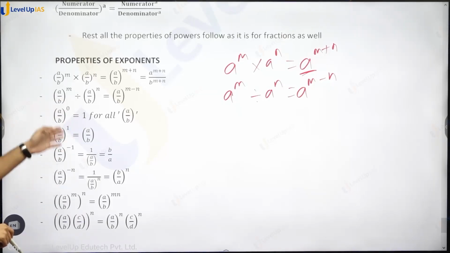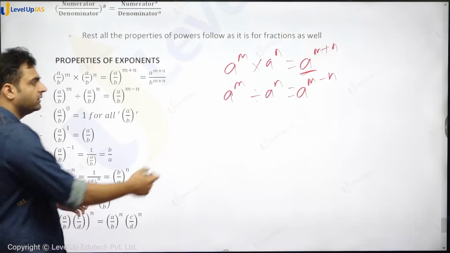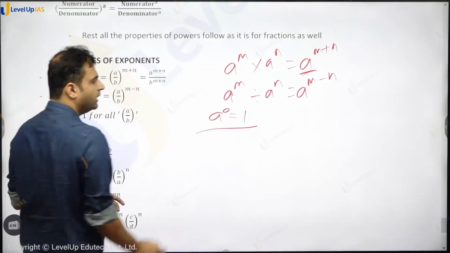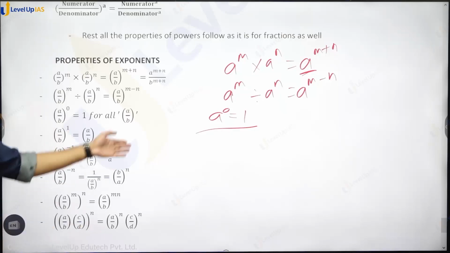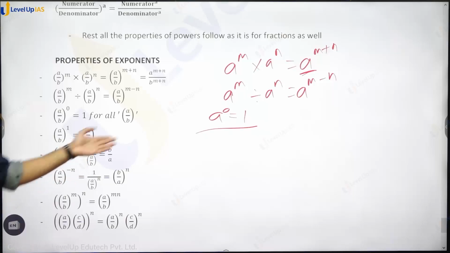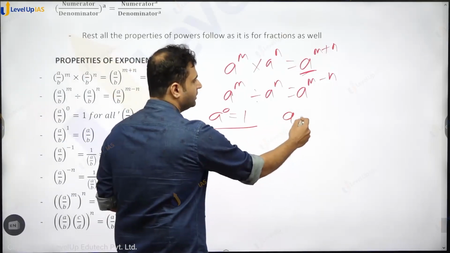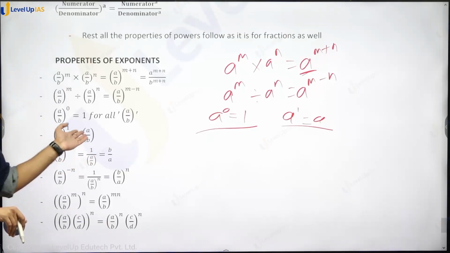Next, a by b raised to 0. Any number raised to 0 is 1 always. पहले भी यही होता था. a raised to 0 is equal to 1. And this is true for all the fractions as well. Okay? a by b raised to 1. Anything raised to 1 is itself. First power मतलब वही number. a raised to 1, ये भी हमने पहले पढ़ा था, a raised to 1 is a for all the integers. Similarly, a by b raised to 1 is a by b.